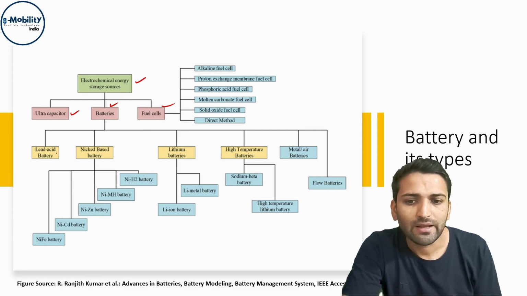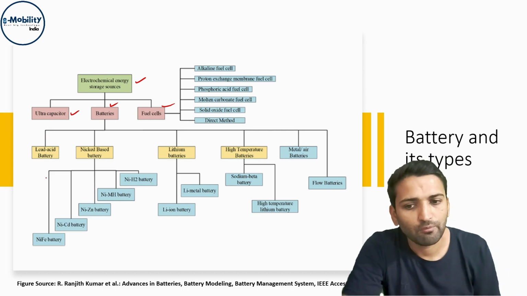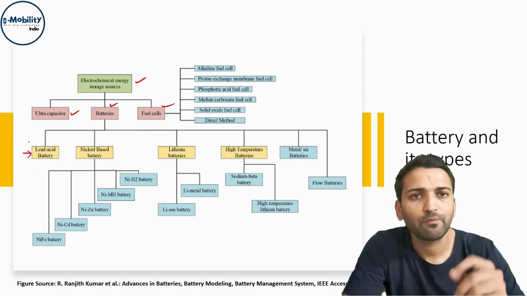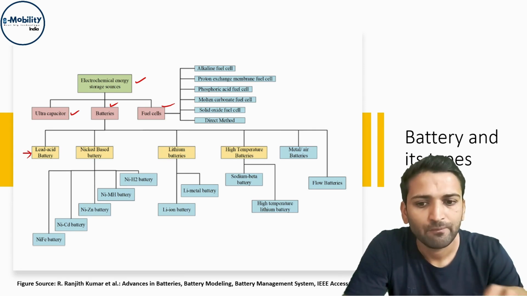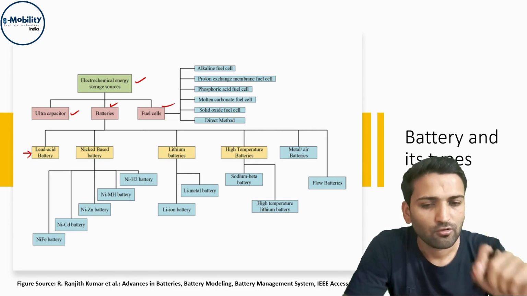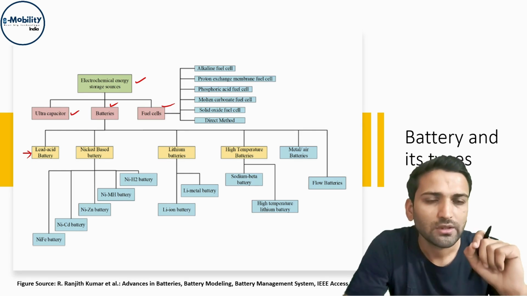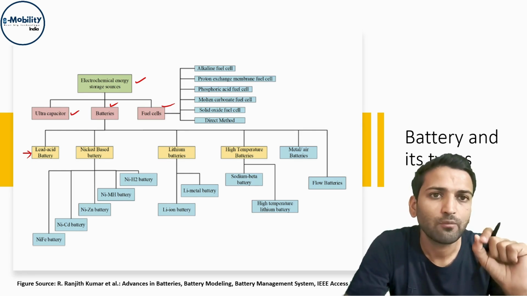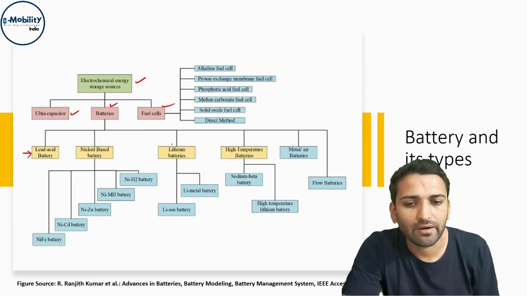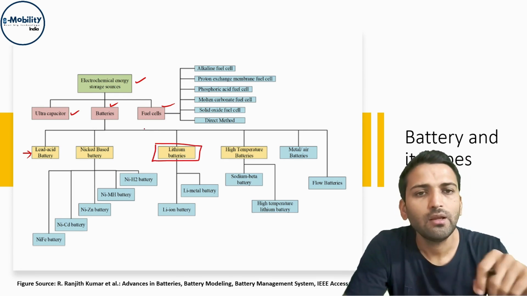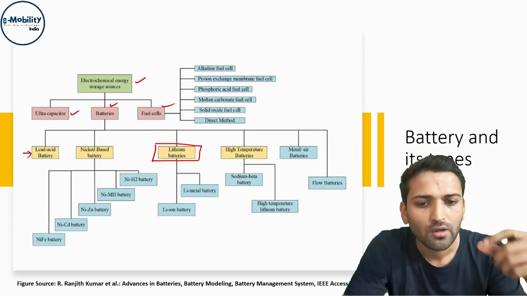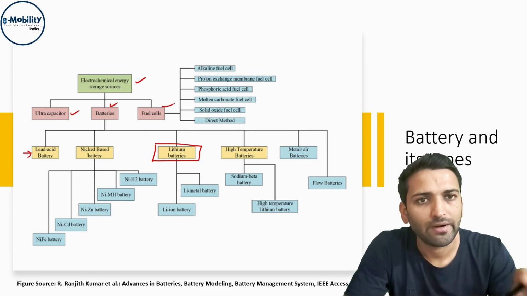Batteries can be of many types. The most common battery which we have seen at our homes, in inverters, is the lead acid battery. Then the nickel based battery is also popular, but the most used battery is the lithium battery. Why we are using lithium, we'll be learning in the next video. But lithium batteries are the most popular batteries.